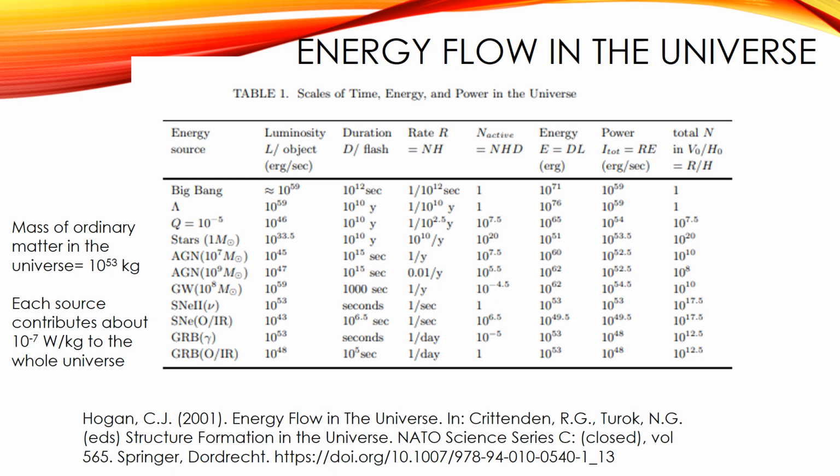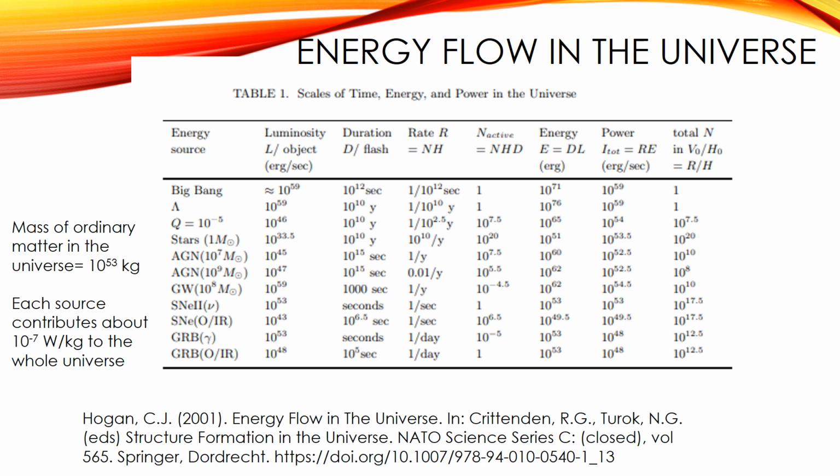And I found a paper by Hogan in 2001 looking at the energy flow in the universe and various channels of energy flow: from the Big Bang, from dark energy, from gravitational collapse, stars, active galactic nuclei, gravitational waves, supernovae, and gamma ray bursts. He looked at the luminosity, the duration, the rate, and the number of active ones in the whole universe, and then found the total power being generated, in ergs per second. You compare that with the mass of the ordinary matter in the total universe, and this comes to about 10 to the minus 7 watts per kilogram, very similar to the lower estimates of Chaisson, for example, for the galaxies.